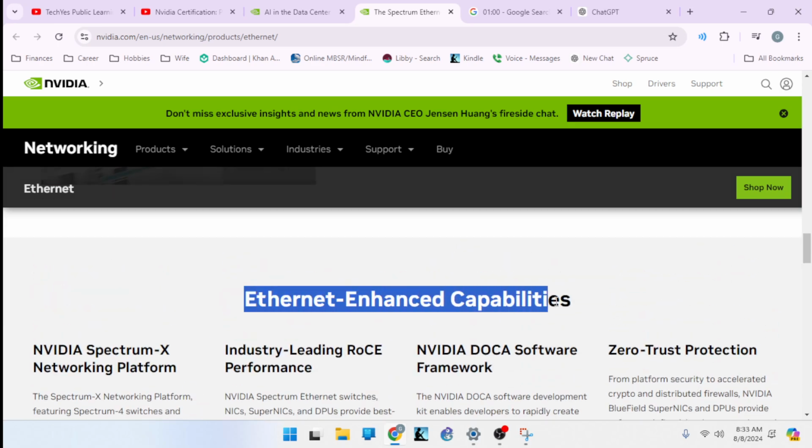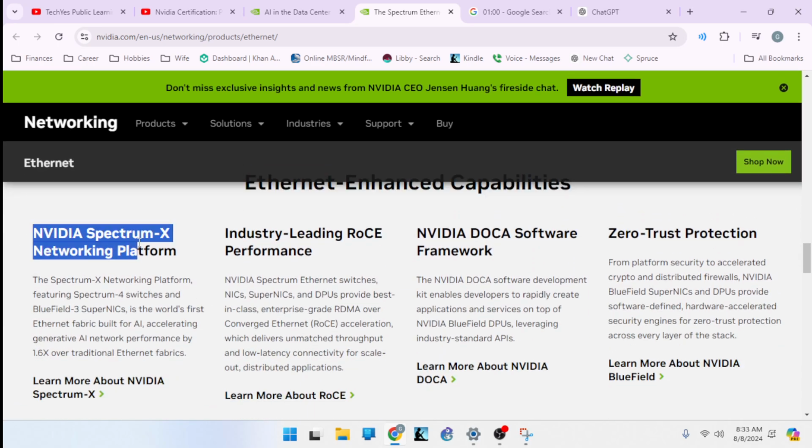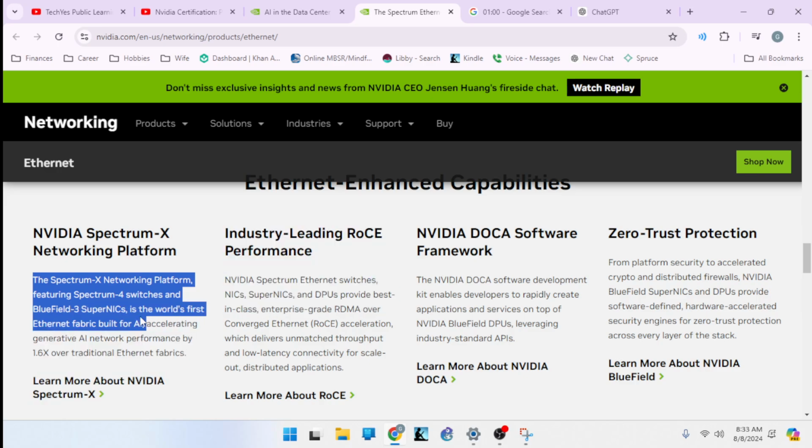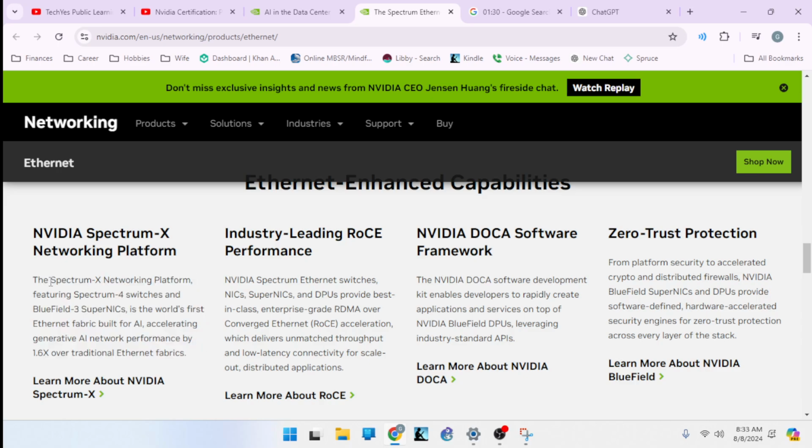So Ethernet enhanced capabilities. The first one is NVIDIA Spectrum-X networking platform. The Spectrum-X networking platform, featuring Spectrum-4 switches and BlueField-3 SuperNICs, is the world's first Ethernet fabric built for AI, accelerating generative AI network performance by 1.6 times over traditional Ethernet fabrics. So they've built basically a new Ethernet.